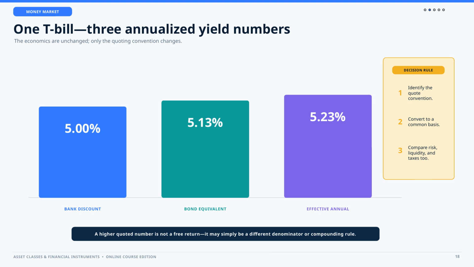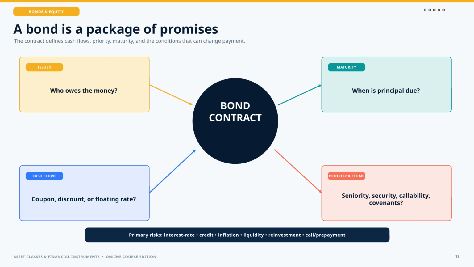A bond is a debt contract. To analyze it, identify 4 elements. First, who is the issuer and what resources support payment? Second, what cash flows are promised? Fixed coupons, a discount payoff, or a floating rate? Third, when is principal due? Fourth, where does the claim sit in the capital structure, and can the issuer call the bond early?